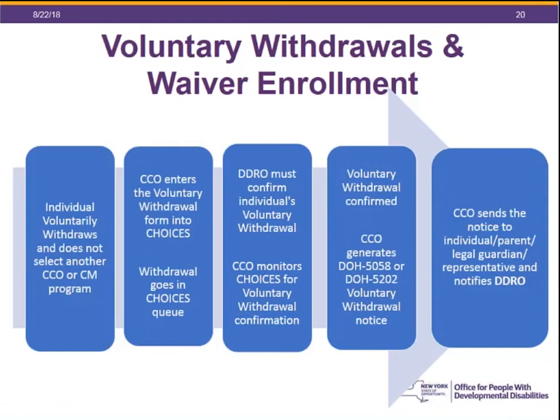The individual voluntarily withdraws and does not select another CCO or care management program. The CCO would enter the voluntary withdrawal form into CHOICES. The withdrawal would go into the CHOICES queue. At that time, the DDRO must confirm the individual's voluntary withdrawal. The CCO, again, monitors CHOICES for the voluntary withdrawal confirmation, and if confirmed, the CCO generates the DOH 5058 or 5202 voluntary withdrawal notice. So these, again, are the DOH withdrawal forms that must be completed. The CCO then sends the notice to the individual, parent and legal guardian.